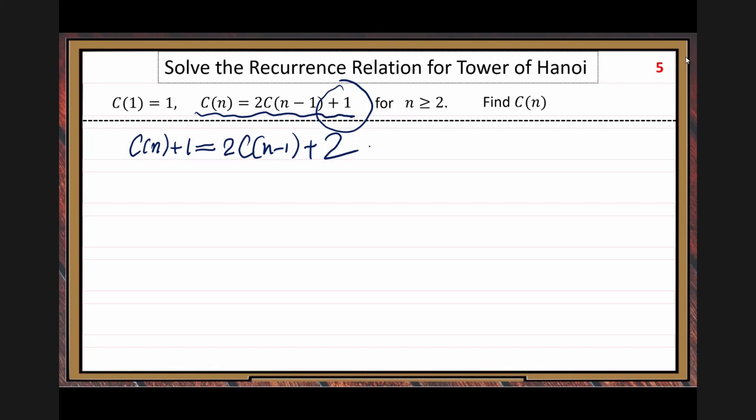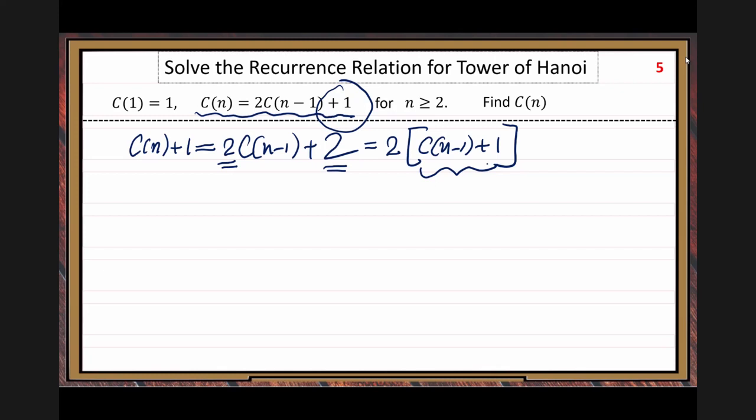But now, plus something, we want to make each side look similar, not quite different. If you add 100, then you cannot get a similar structure. So you have to add the right number to make both sides look similar. Look at it. With the common factor 2, we can take that common factor out. After factorization, inside the bracket, we have C of n minus 1 plus 1. Now you compare both sides. Can you see something similar in structure on both sides?